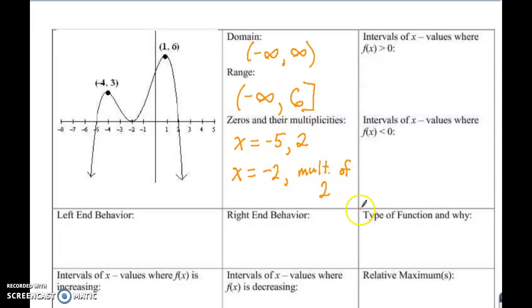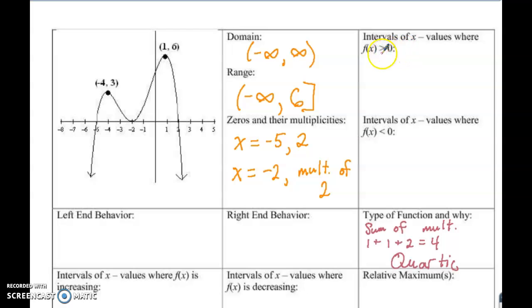So as I look at the sum of multiplicities, we're looking at 1 plus 1 plus 2. This is my clue that I have a quartic polynomial. I'm kind of ahead of myself there. Let's go back to pink.